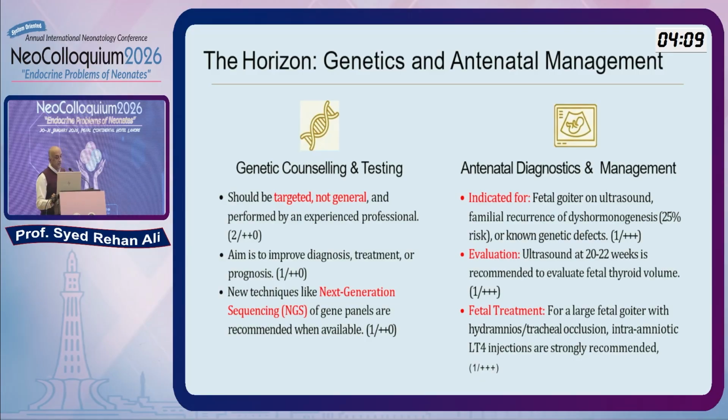In terms of genetic counseling and testing regarding congenital hypothyroidism, this should not be general, it should be targeted. Again, there are tests like next generation sequencing, which, if available, can be done. Antenatal diagnosis is indicated if there is a fetal goiter on ultrasound and familial recurrence of dyshormonogenesis, which puts the baby at higher risk, about 25%. You do the ultrasound at 20 to 22 weeks and evaluate fetal thyroid volume. In terms of fetal treatment, if there is a large fetal goiter with hydramnios causing tracheal occlusion, then intra-amniotic thyroxine injection is recommended.